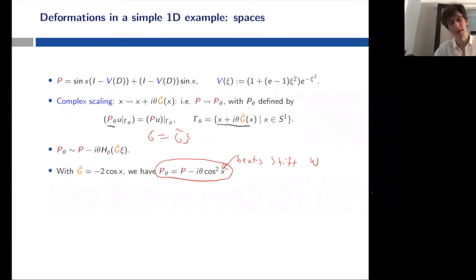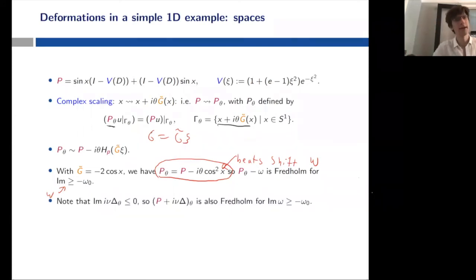Okay, and so now you have an honestly elliptic problem, and you get the Fredholm property, right? So P theta minus omega is Fredholm as long as the imaginary part, sorry, there should be an omega here, is small enough, right? Okay. And that's enough to get you this Fredholm property of P, right?